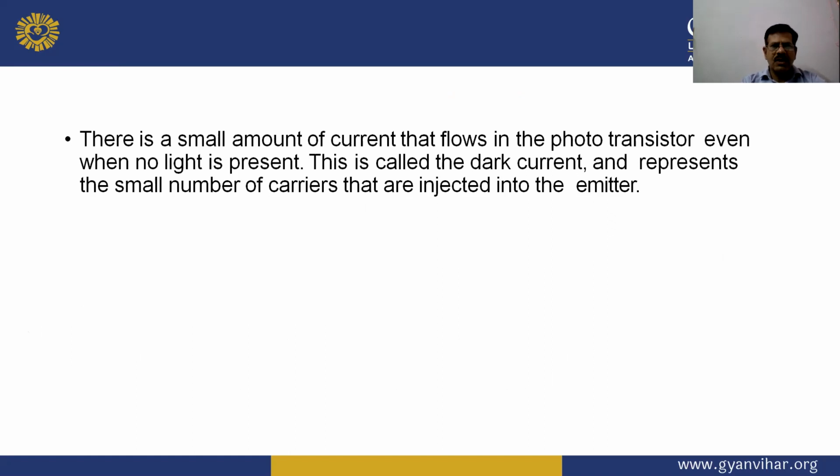So there is a small amount of current that flows in the phototransistor even when no light is present. This current is called the dark current, and this current is represented by a very small number of carriers flowing due to the temperature, and the range of this current will be very minimal, in the range of microampere or nanoampere. So this is the dark current or reverse saturation current, which flows in the absence of any biasing applied to the phototransistor.